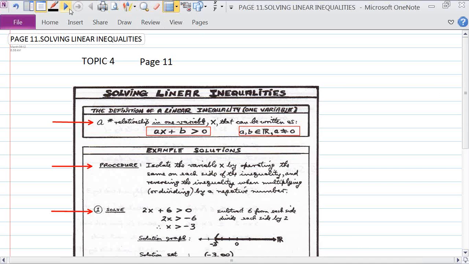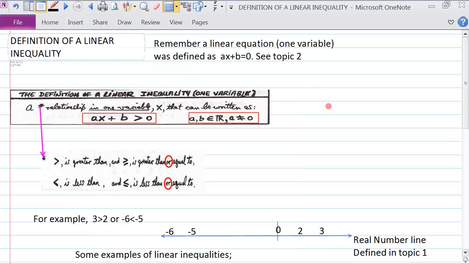So first of all, let's start off by looking at a definition of a linear inequality right here. And so we go back, and in topic 2, we know that a linear equation is defined as in the form ax plus b equals 0, where a and b are numbers that appear on the real number line, and a cannot equal 0. So we've got the same kind of thing over here, except that in this case, instead of the equal sign, we're going to use a symbol that represents either greater than or less than. So the equation, instead of being ax plus b equals 0, is ax plus b is greater than 0, and ax plus b could be less than 0.